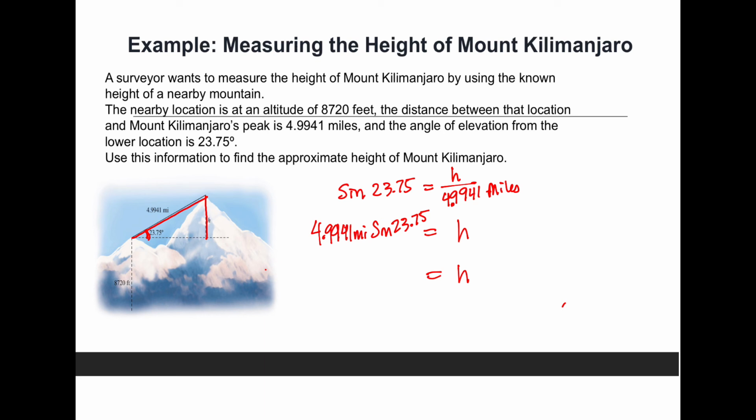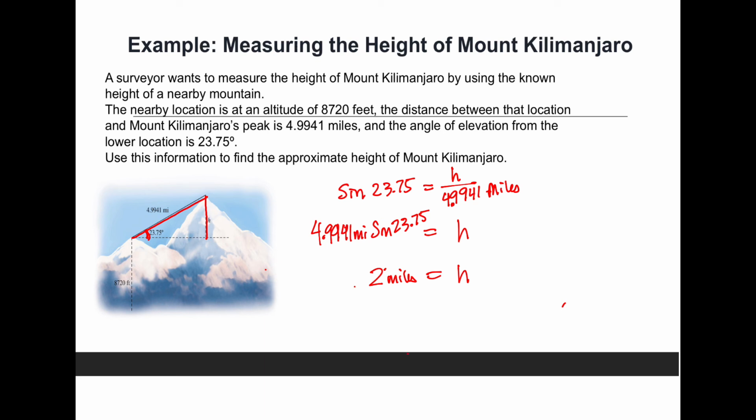Should get a height of about 2 miles. So it's my mountain here, 2 miles above sea level. Well, of course not. It's just, let's see. It's 2 miles higher than the other peak, right?